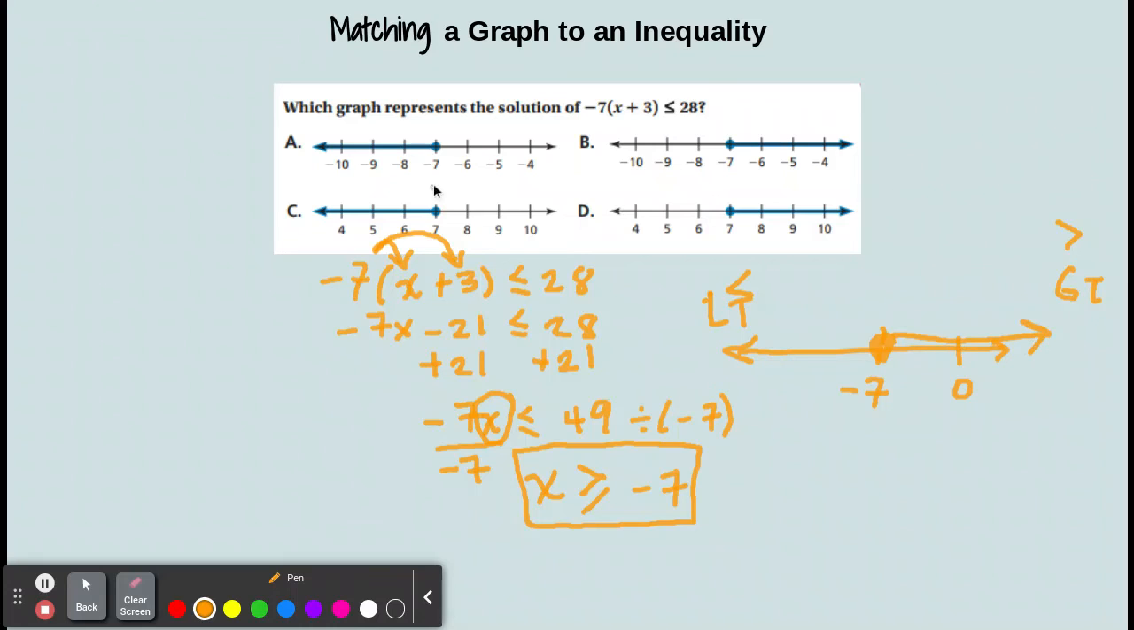So let's find it over here. Here's 7, but it's pointing to the left. Here's negative 7, but pointing to the left. Here's negative 7 and pointing to the right. And this is the one we want. So our answer is B. This matches our solution.